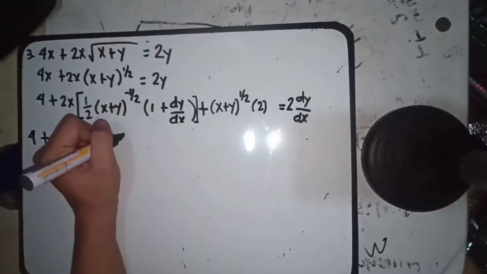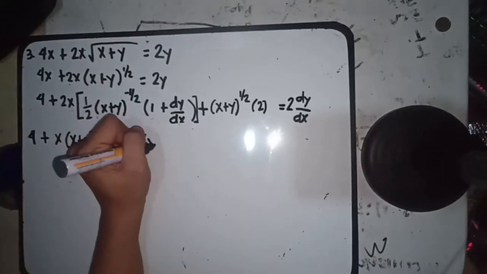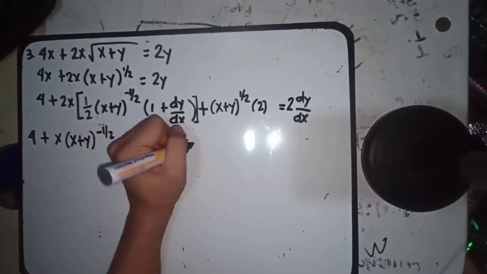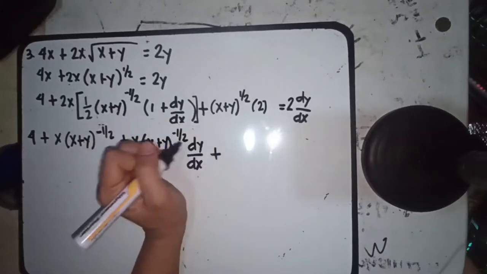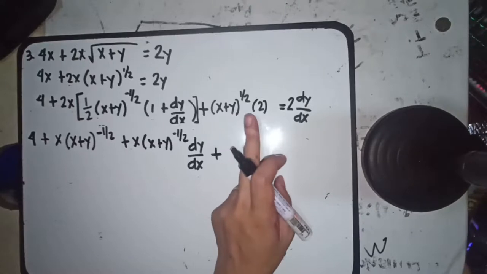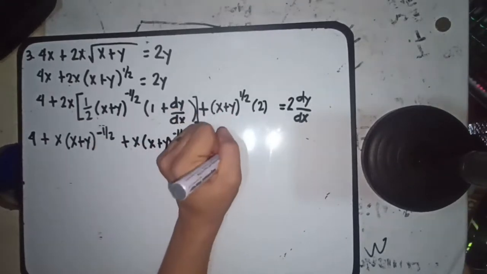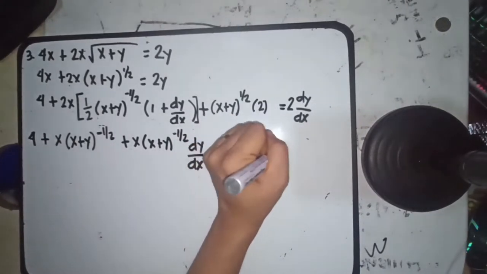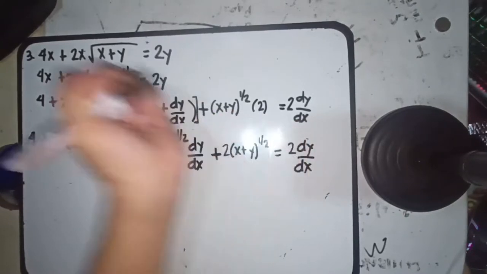So, we'll have plus x times x plus y raised to the power of negative 1/2 dy over dx, plus we have x plus y raised to the power of 1/2 times 2. So, we'll have 2 times x plus y raised to the power of 1 half. This is equals to 2 dy over dx.